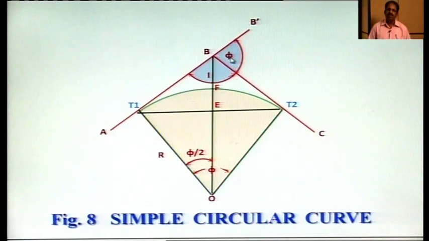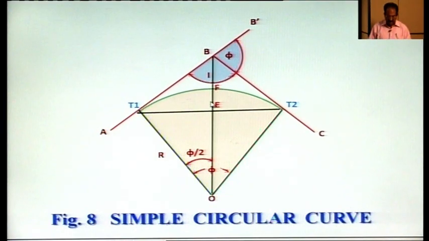The distance from the point of intersection to the tangent point, BT1 or BT2, as you see on the figure, is called the tangent length. Then the line joining the two tangent points T1 and T2, the horizontal line between T1 and T2, is called the long chord.